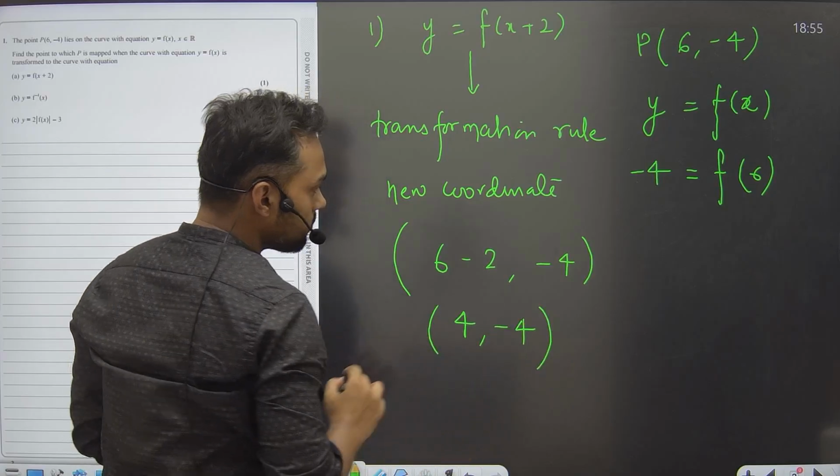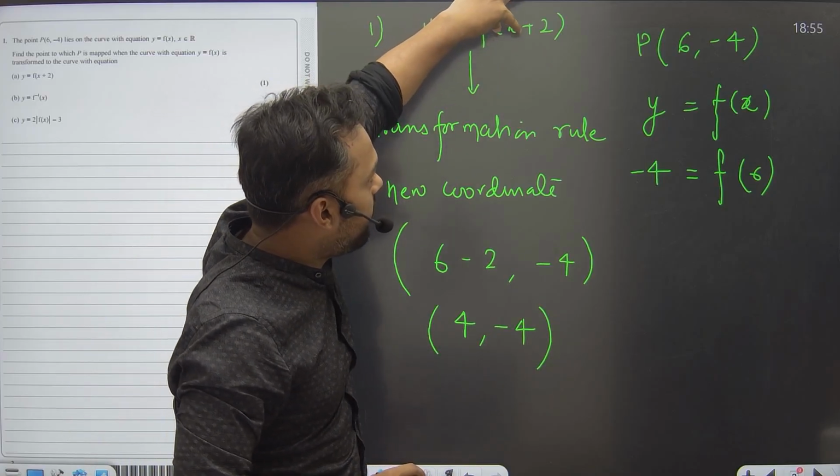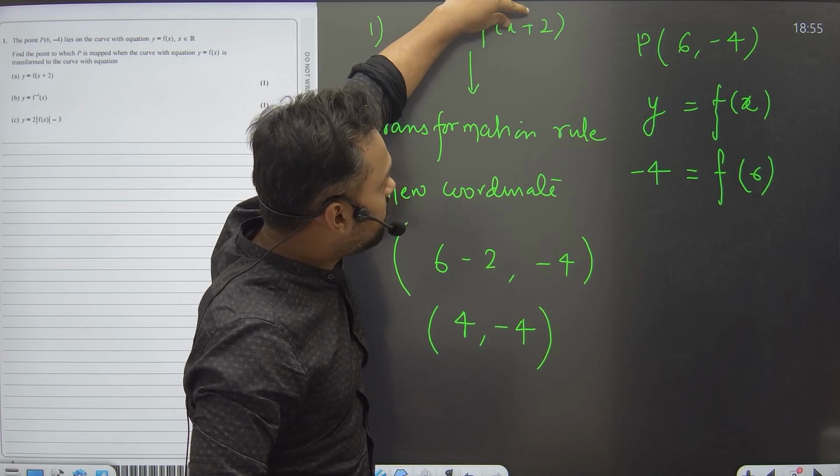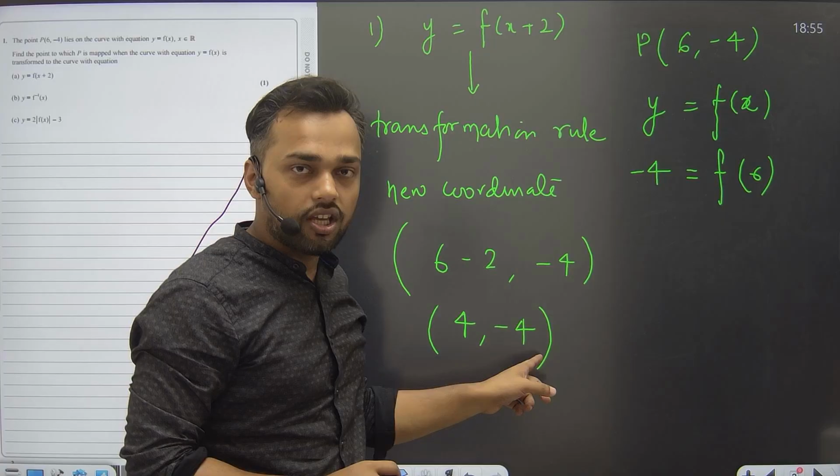Okay, as you can see that here the function is x positive 2, so there is a change in x-axis, not on the y-axis. So y-axis will be same.